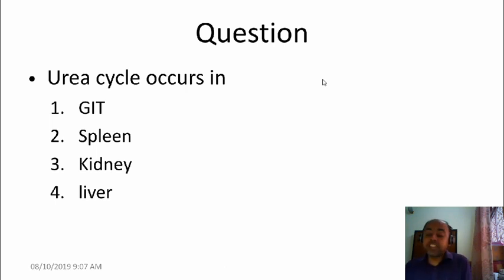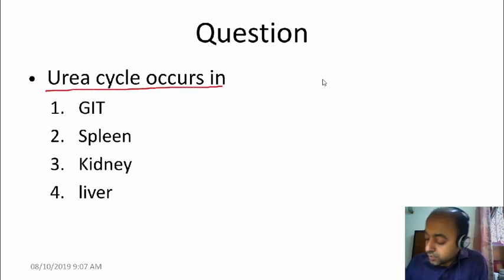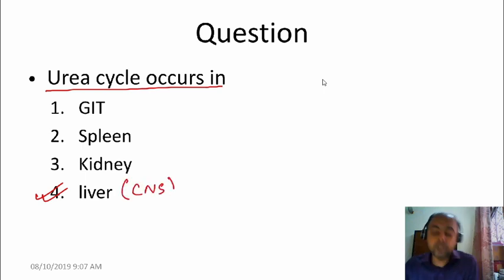As you can see here, it is a straightforward, single line question. The urea cycle occurs in which of the tissues: the GIT, spleen, kidney, or liver? And as you know, the correct answer is liver. If liver is not there in the options, you can mark the brain.